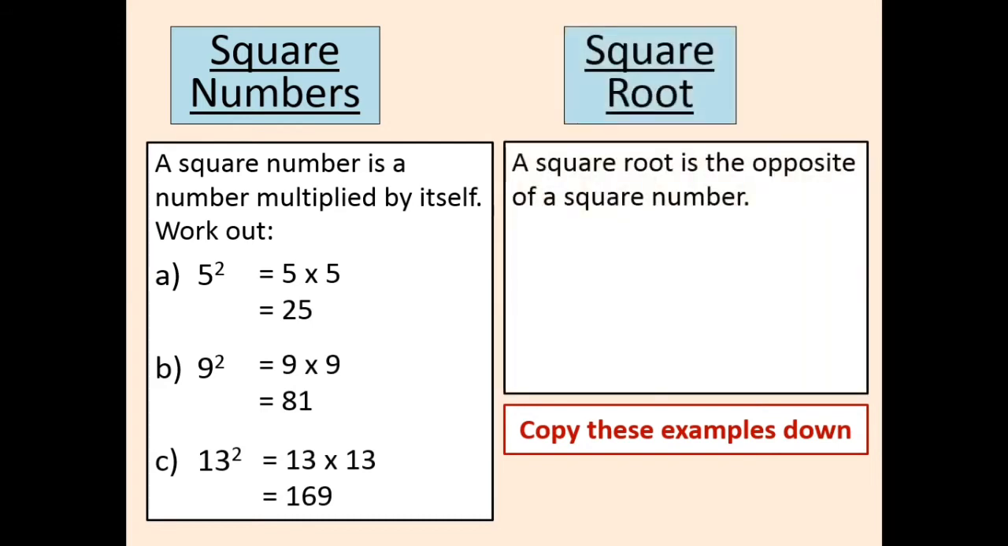How about a square root? Well, a square root would be the opposite of a square number. So the square root of 25, if 5 squared is 25, then therefore the square root of 25 would be just 5. Now we know 9 squared is 81, right? How about the square root of 81? What would it be? Just 9, okay? So the square root is really just the opposite, or the inverse operation, of squaring a number, okay?